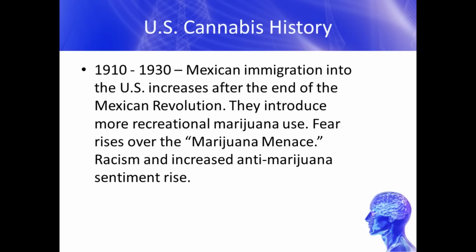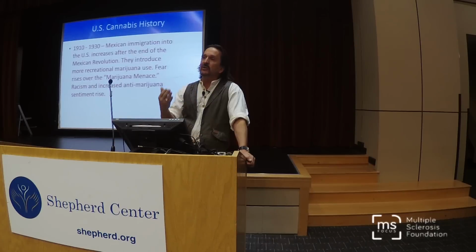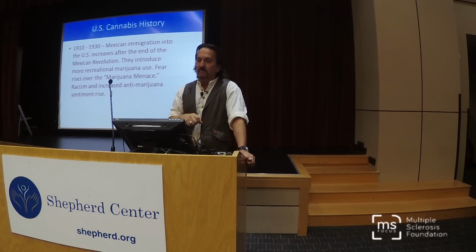1910 to 1930, the Mexican Revolution has ended. In the southwestern part of the United States, we have a large number of Mexican immigrants coming in, and they brought with them a fairly high amount of recreational marijuana use. There was a fairly strong backlash with a fair degree of racist overtones to it, and suddenly marijuana started to become viewed as something associated with these brown-skinned Mexican immigrants, and it was a bad thing. And so there started to be a lot of concern about the marijuana menace.